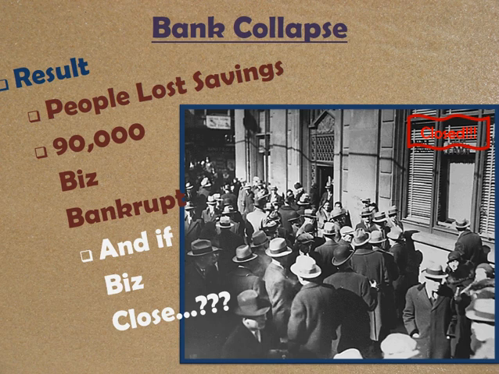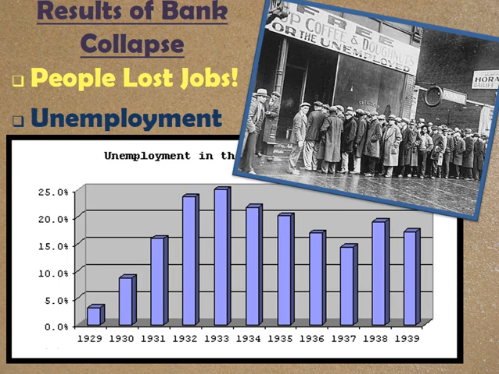That's right, it goes down, which means employment rates, they too go down. And so one of the biggest things that we see as a result of the bank collapse and all these other factors is that the unemployment rate reaches a record high. The unemployment rate in 1933 was about 25%.